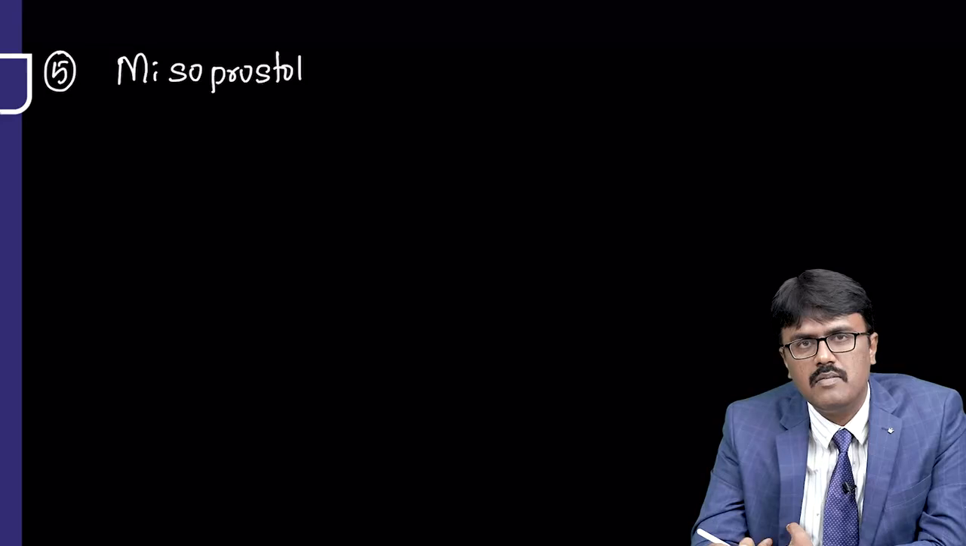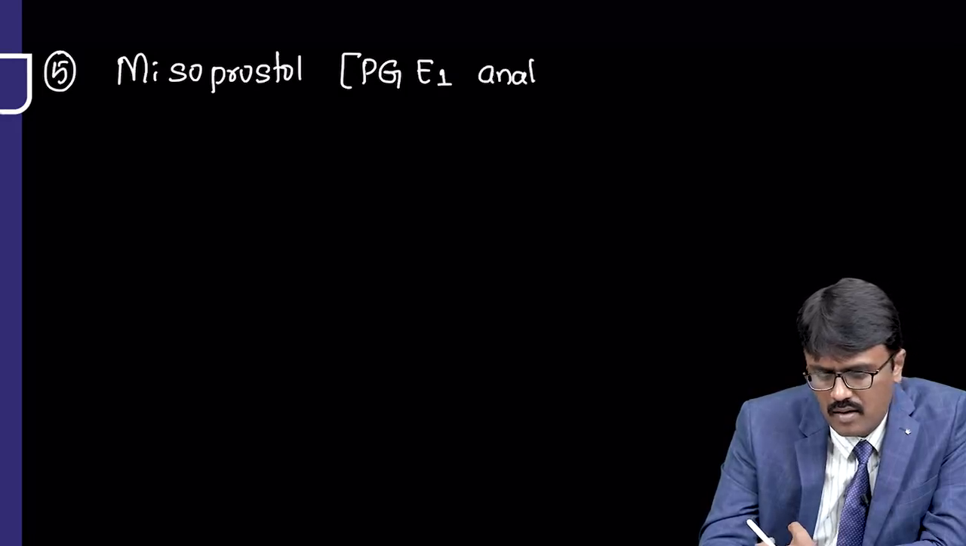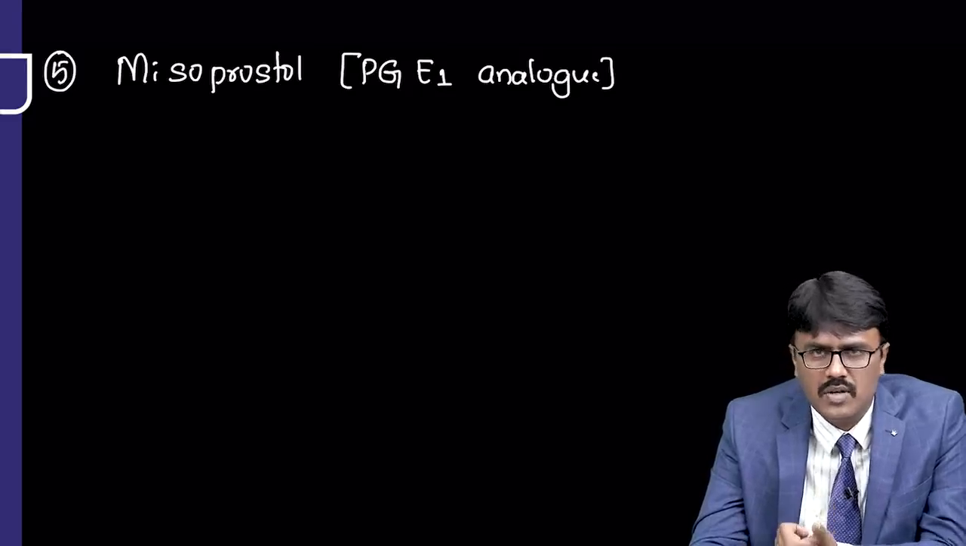The drug name is misoprostol and it is a PGE1 analog. So misoprostol is called a prostaglandin E1 analog. I told you what it does. It increases mucus, it increases bicarbonate.